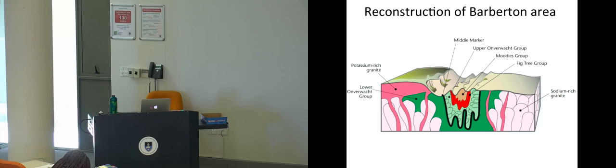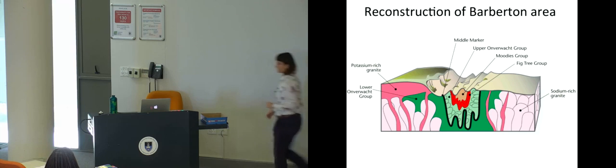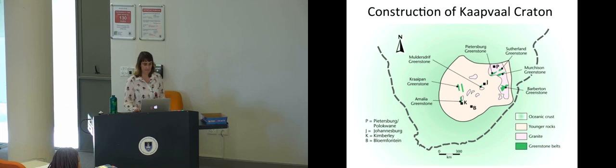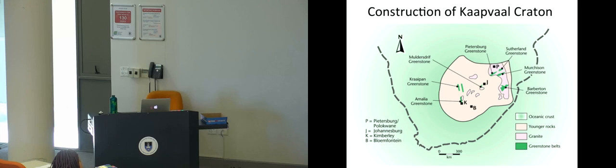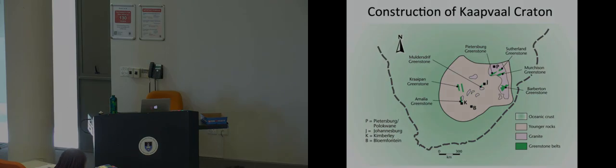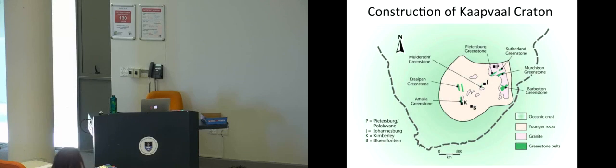And here in this Onverwacht group, that's where we see the pillow basalts. And then if we zoom out of Barberton and look at the rest of South Africa around this time period of around 2.6 billion years, as we're coming to the end of the Archean. So we've got this Barberton greenstone belt over here, and it's not the only greenstone belt in South Africa. We have a number of other ones. So on this map here, this green is the greenstone belt, and there's a number of other small greenstone belts dotted around South Africa.